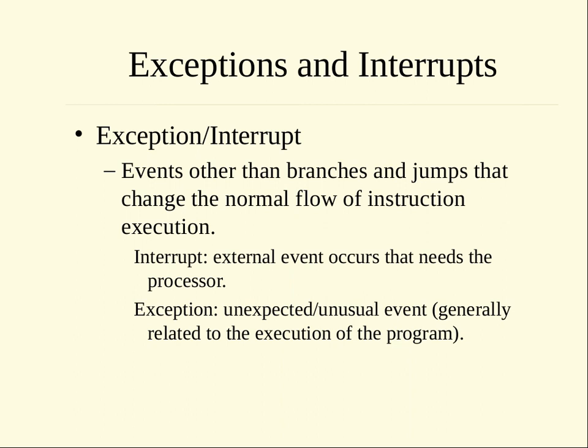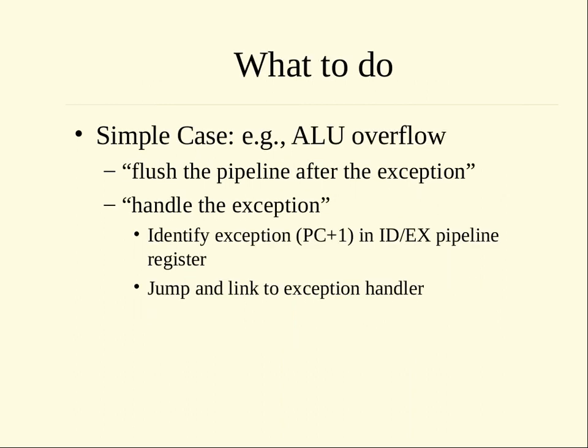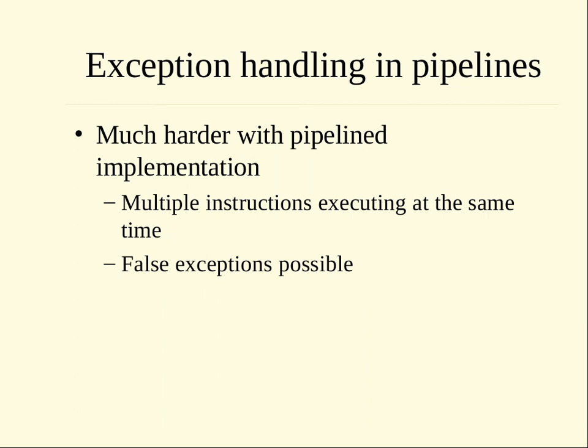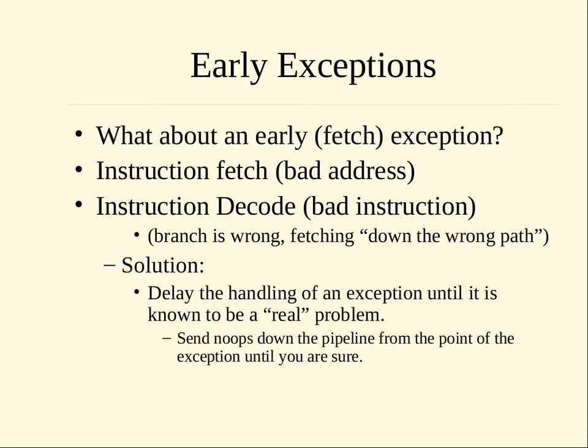So an event has to come in. They have to have a special piece of hardware that stops the processor. Basically, squashes the pipeline and goes forward. So, what do we do with the ALU overflow? Flush the pipeline after the exception and then handle the exception. With pipelines, as you have multiple instructions, it gets harder. That's all you really need to know.